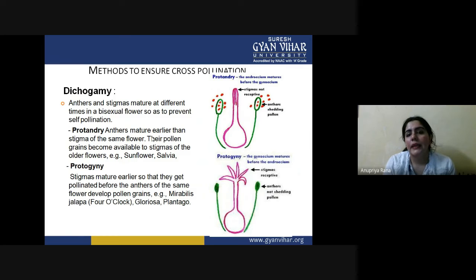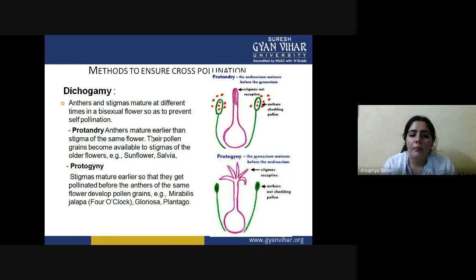So, what can lead to cross pollination? If the stigma and anther mature at the same time in a bisexual flower, what will happen? They will be fertilized by the same anther's pollen. That leads to self pollination. But if they develop or mature at different time periods, or their maturity has some difference, then at that time it will lead to cross pollination.